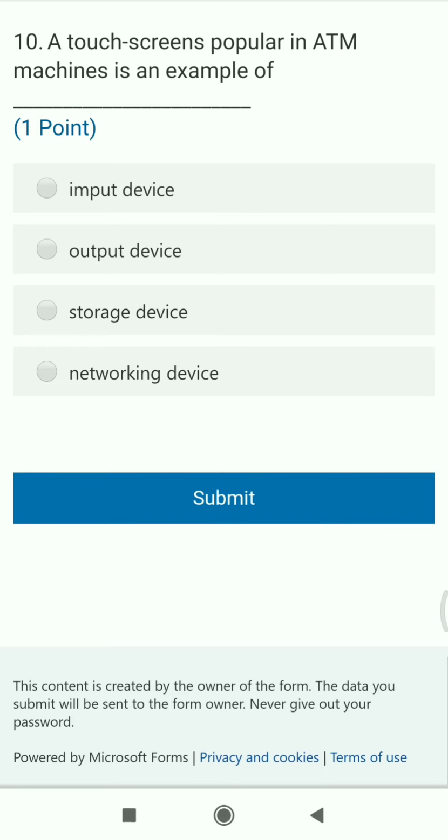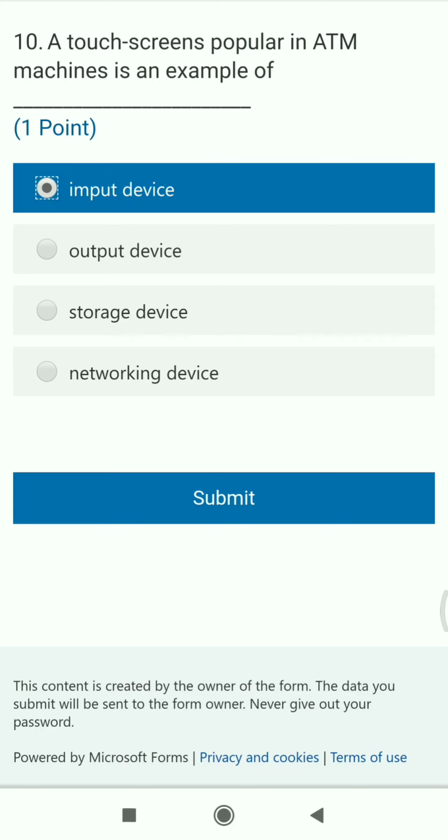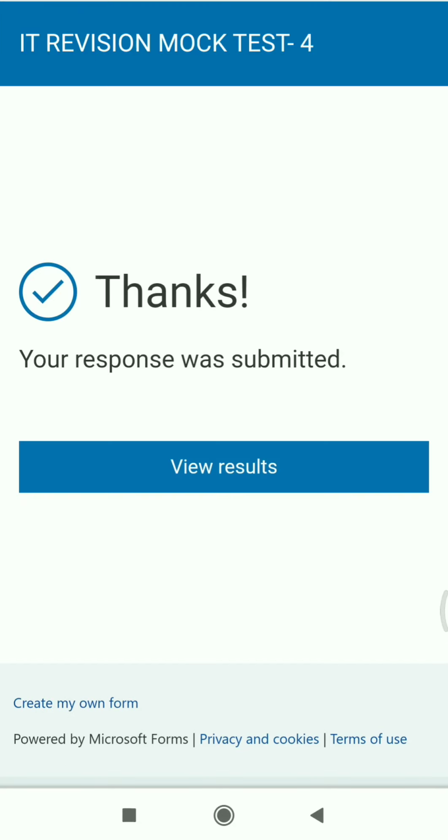Next question: a touch screen, which is popular in ATMs and mobile phones, is an example of dash. The options are input device, output device, storage device, networking device. The right answer is input device. Whatever you perform with your fingers on the touch screen goes in as input, hence it is called an input device. So this is all about the assignment related to basics of information technology.